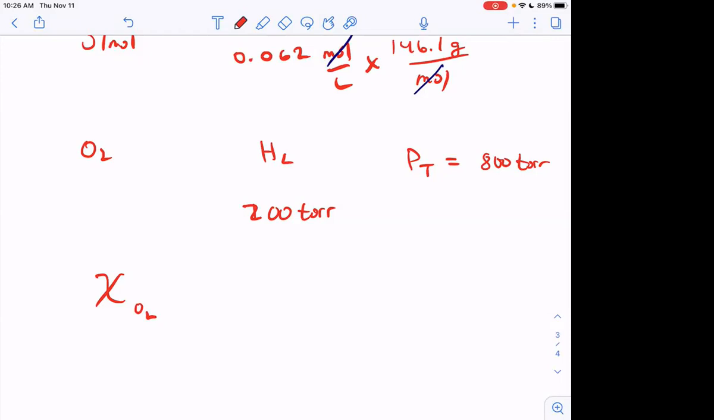You shouldn't need a calculator. What's the mole fraction? 3/4, right? 2, 4, 6, 8, and we've got 6. So the mole fraction is 600 torr over 800 torr, which equals 0.75. People read that, they go quickly and say 200 over 800 and get the wrong answer. And of course, that's going to be one of your choices.